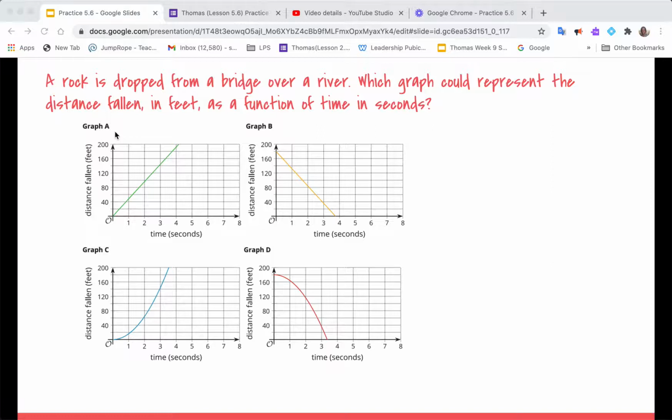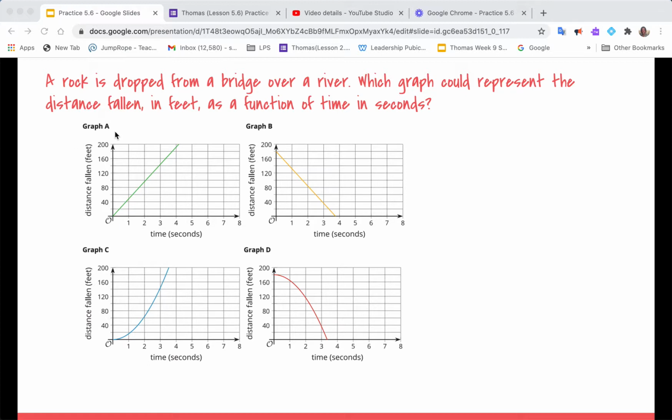All right, so this question says a rock is dropped from a bridge over a river. Which graph could represent the distance fallen in feet as a function of time? And so again, we're looking at all our graphs. We want to connect what we have learned about different types of graphs of functions so far, and apply that to this context.